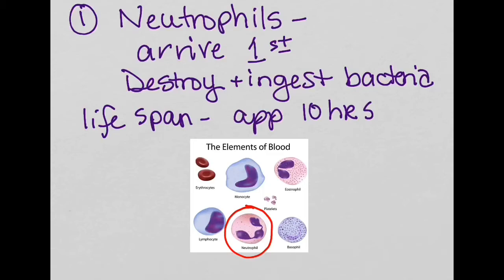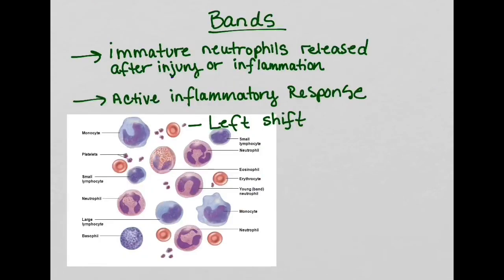Let's talk about neutrophils. Neutrophils arrive first to the site. They destroy and ingest bacteria. Their lifespan, though, is pretty short, approximately 10 hours. So if you have any cut, wound, or infection, cellulitis, they're the first to arrive. So you'll see neutrophils elevated on your differential, and that will tell me that you have an active infection.